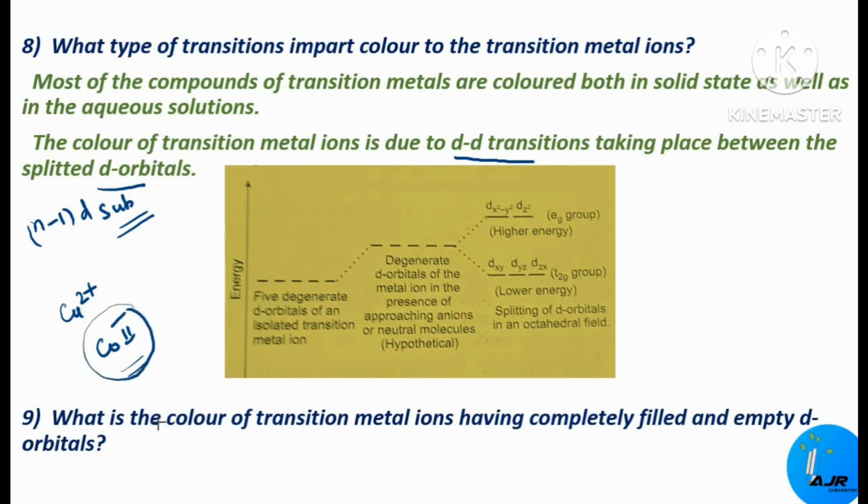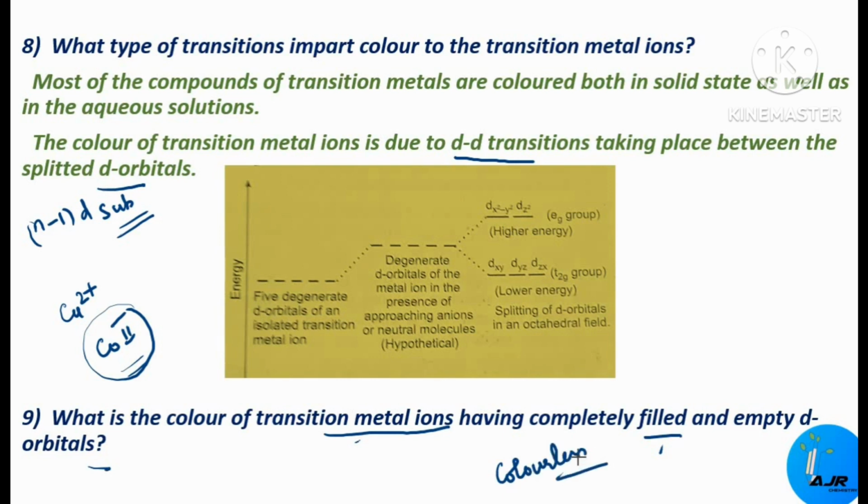This is why the hydrated Co2+ compound appears red in color. Can you understand? Now here's a question. What would be the color of transition metal ions having completely filled or empty d orbitals? Actually, transition metal ions having completely filled d orbitals or completely empty d orbitals are colorless. They don't have any color.